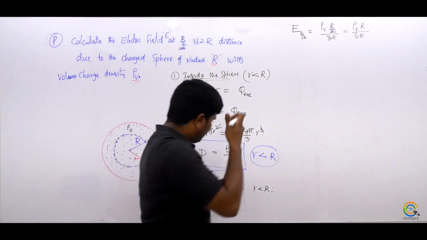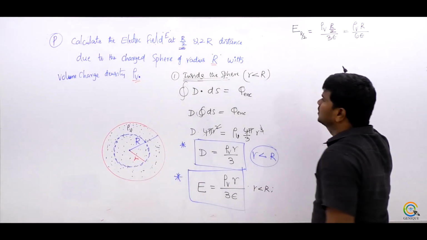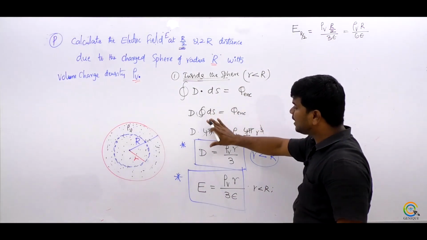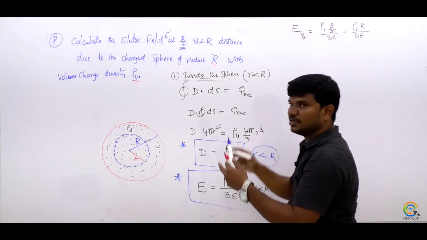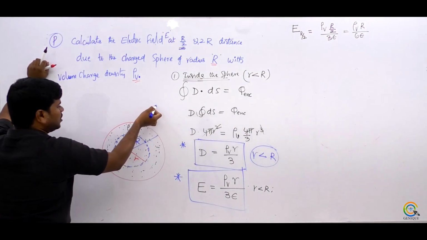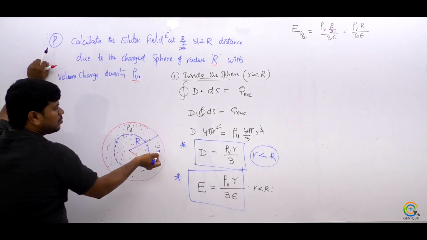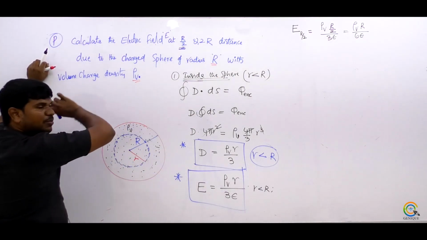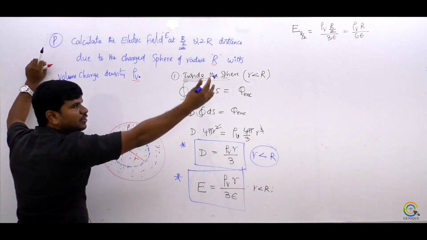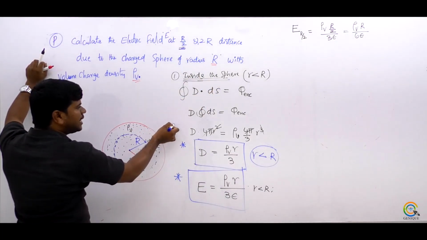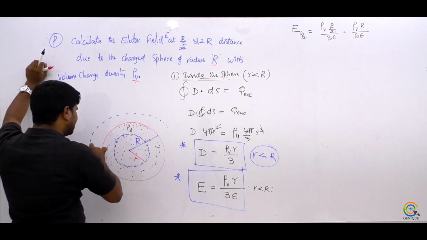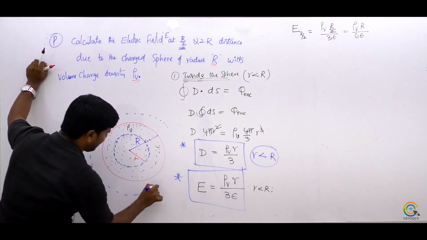Understand? Now what do we have to find next? You have to find the electric field intensity outside. If you want to find the electric field intensity outside, you have to consider one more Gaussian surface outside. Let us suppose at some distance r, I have to find the electric field intensity outside this sphere.